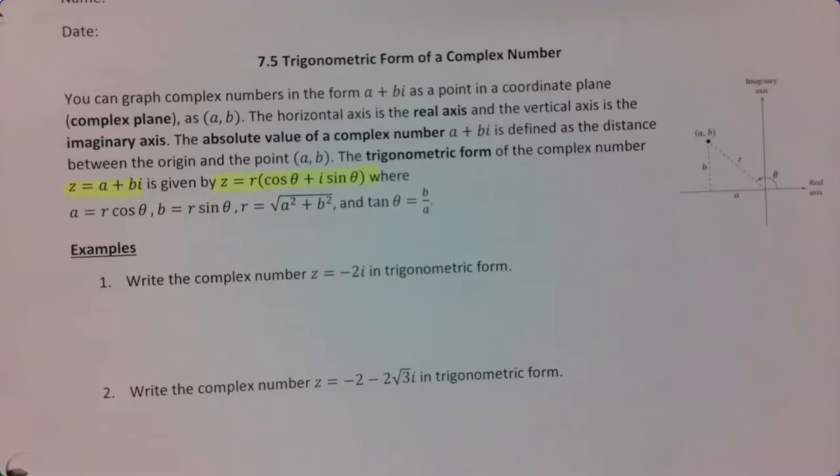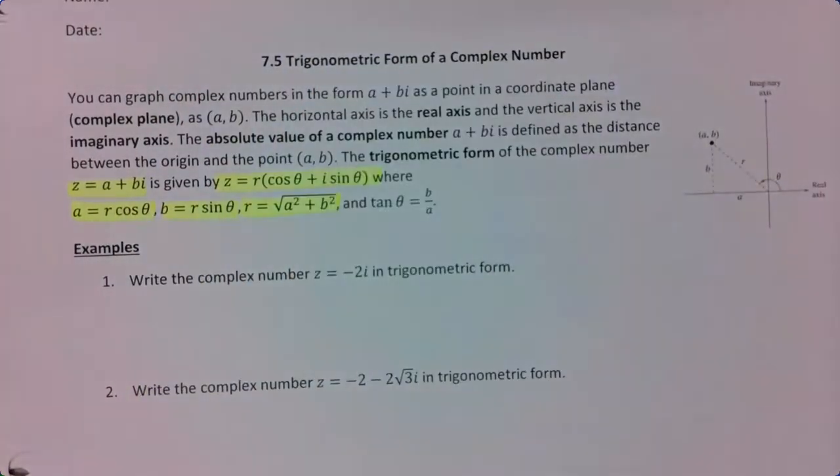Then I also have these formulas where a is r cosine theta, b is r sine theta, and r is the radius. So you just find the square root of a squared plus b squared. And if I need to find my angle, tangent of theta is my b value over my a value.